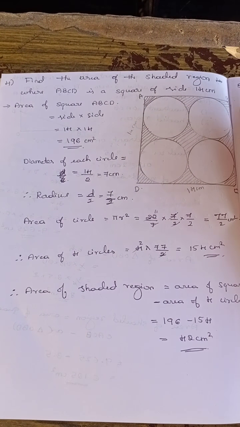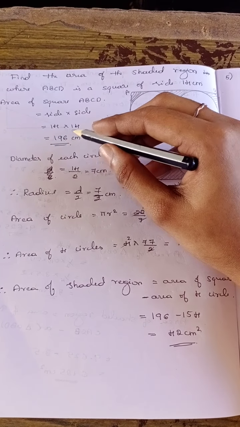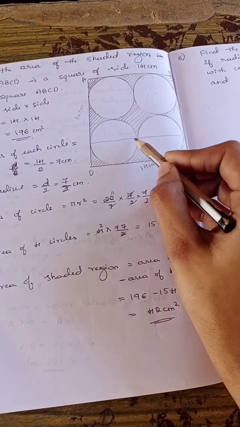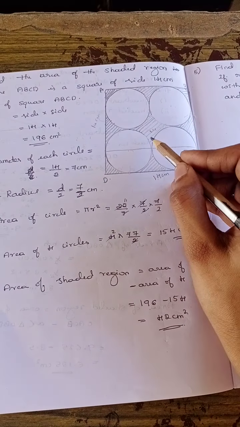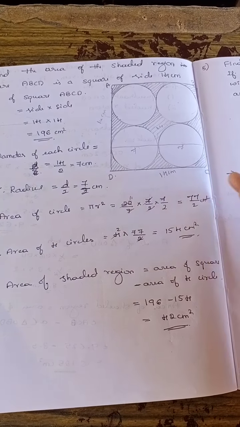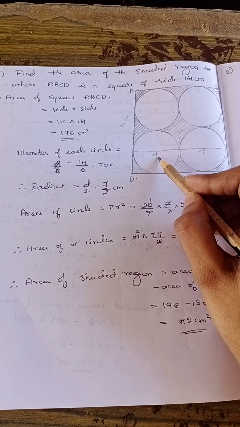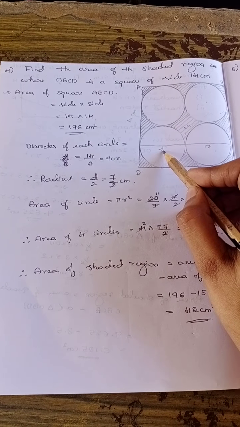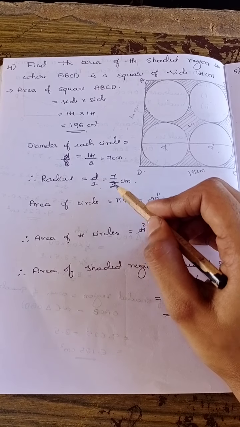Area of the square is equal to side into side, that is 14 into 14, which is equal to 196. See here, this is 14, which means if you draw one straight line here, this is also 14. These circles are equal in line, therefore this is 14 means 7 into this is also 7. So the diameter of each circle is 7 and 7. Diameter is 7, here also diameter 7. Diameter is 7 means their radius is diameter by 2, that is equal to 7 by 2.